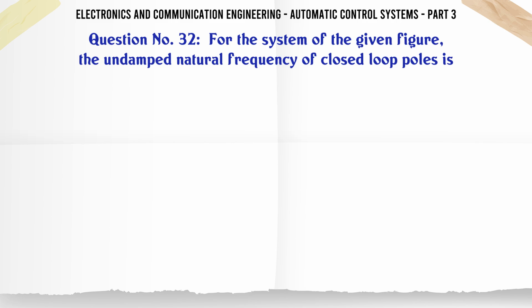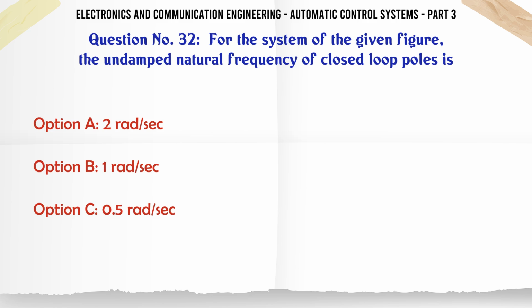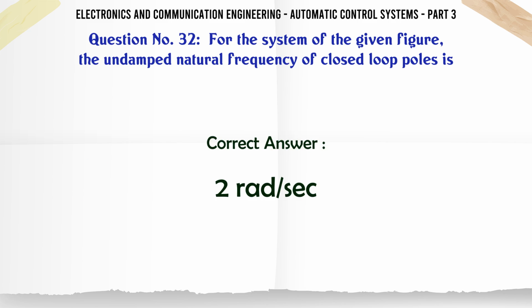For the system of the given figure, the undamped natural frequency of closed-loop poles is A. 2 rad/sec, B. 1 rad/sec, C. 0.5 rad/sec, D. 0.25 rad/sec. The correct answer is 2 rad/sec.